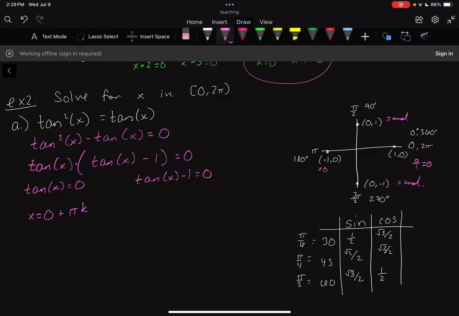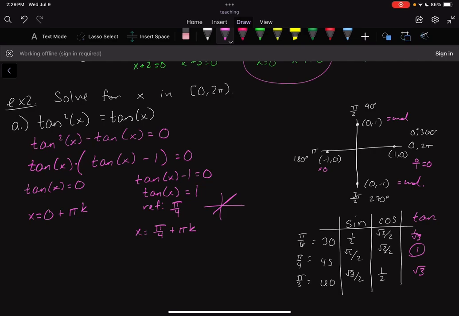For the second one, I would make this tangent x equals 1. And then I'm looking for where does tangent equal 1? Well, if I add tangent to this table, it's 1 over root 3, 1, and root 3. So it's happening at pi over 4 as my reference. And tangent is positive in quadrants 1 and 3. So this is going to be pi over 4 plus pi k.